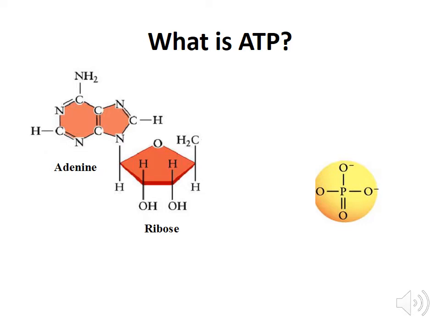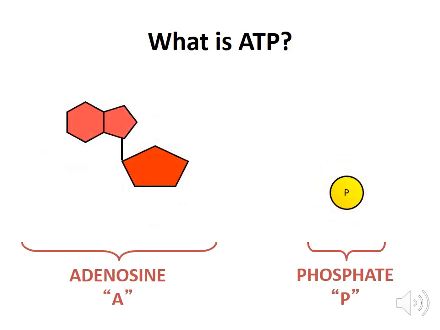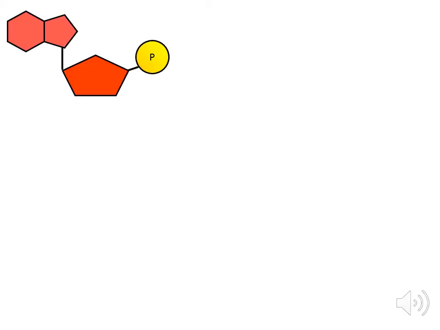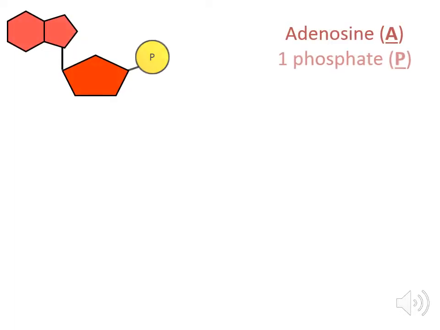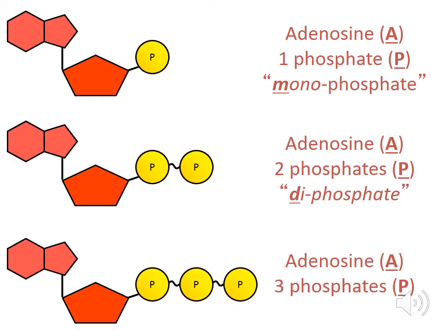So what's ATP? Well, it's a molecule made of an adenosine group and a phosphate group. And we're going to use these simplified forms when we're talking about ATP. Just like monomers and polymers, the adenosine and the phosphate can exist by themselves in the cell. If you attach one phosphate group to an adenosine, then that's called a monophosphate. Two phosphates is called a diphosphate, and three phosphates attached to an adenosine is a triphosphate.